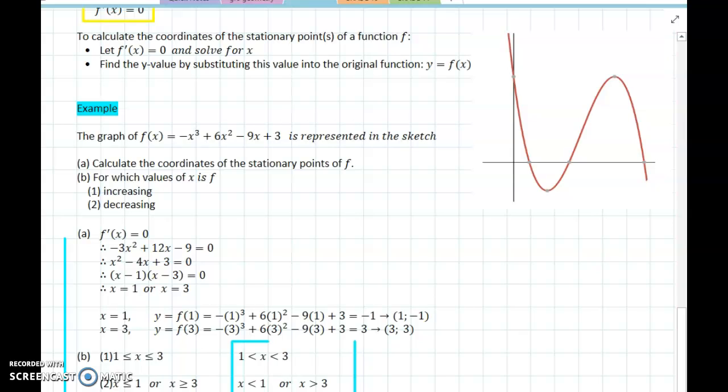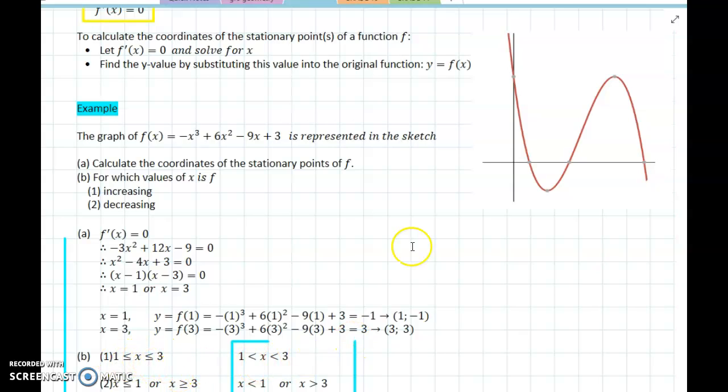Now the question then asks further, for which values of x is f increasing and where is it decreasing? So you can see here it's increasing between these two stationary points. So we write our answer that x is more than or equal to 1 but less than or equal to 3. We could, however, write it like this: x is more than 1 but less than 3. Remember I said there's a difference of opinion. In this case, the stationary points are included.